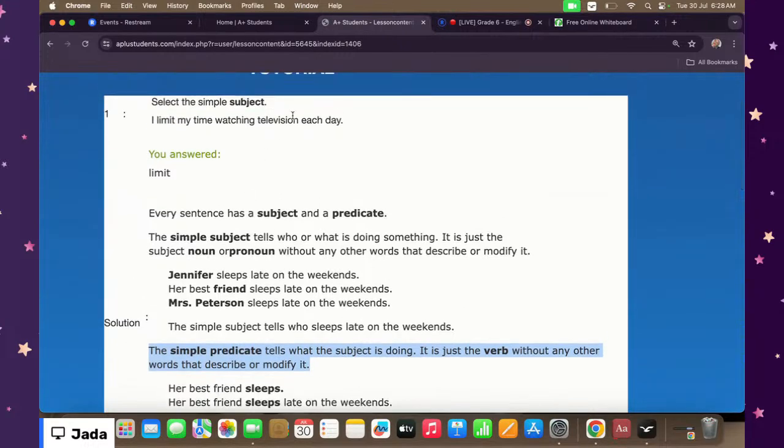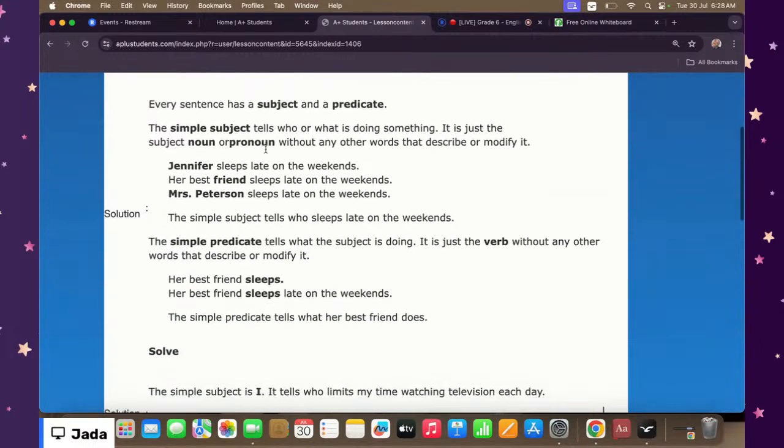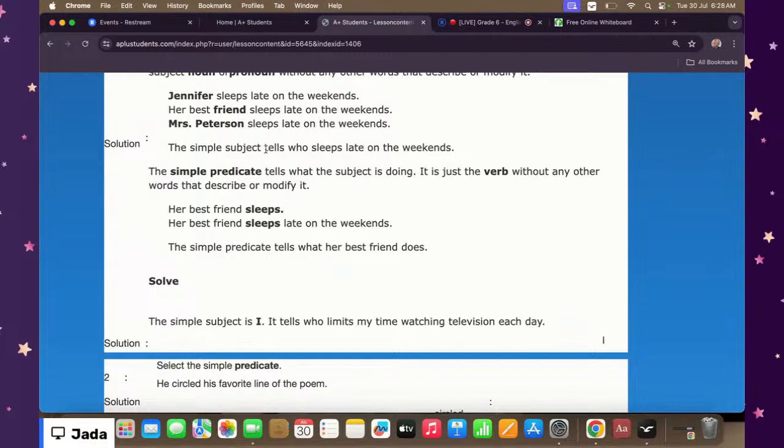Now it says select the simple subject. I limit my time watching television each day. Now, what is the simple subject in this sentence? Because the simple subject is supposed to let us know who is doing the action, right? So we need to be able to identify that. Now, remember, I said that the simple subject could be the noun or the pronoun. So, I is a pronoun. Okay, so I limit my time watching television each day. So I there is the simple subject.